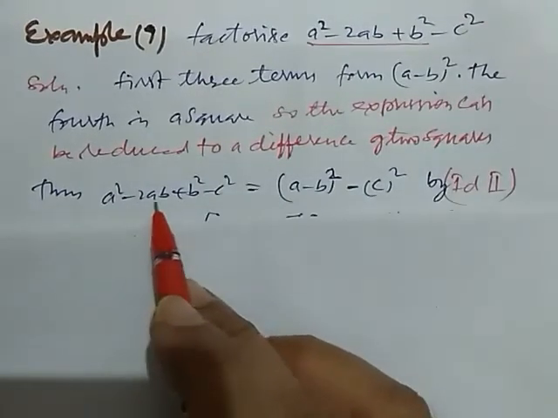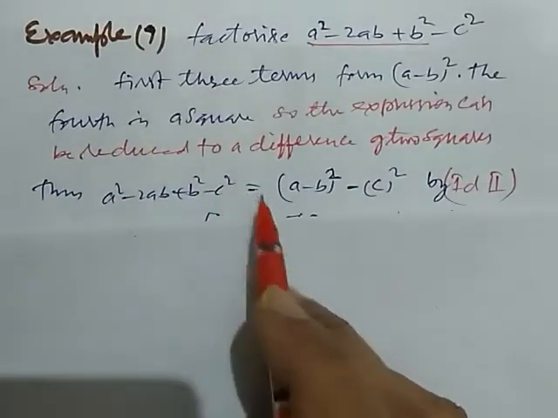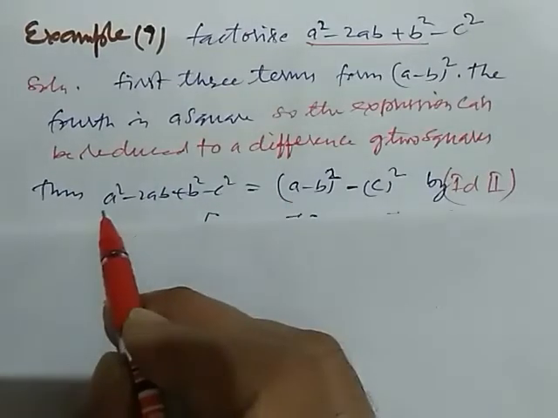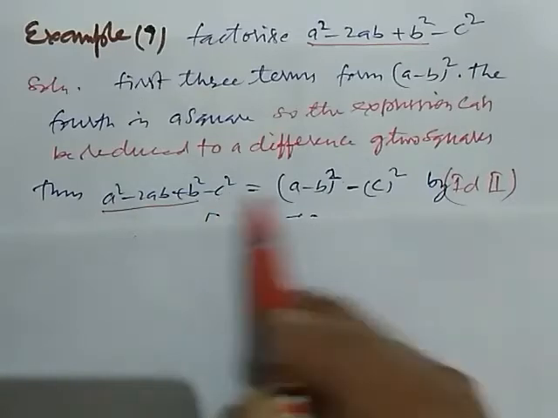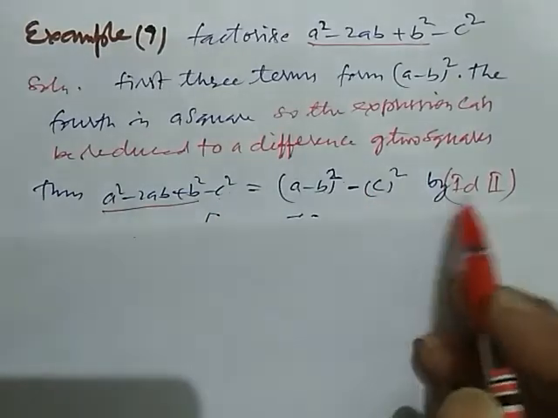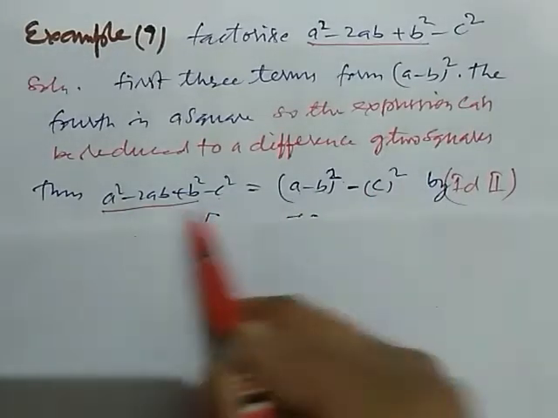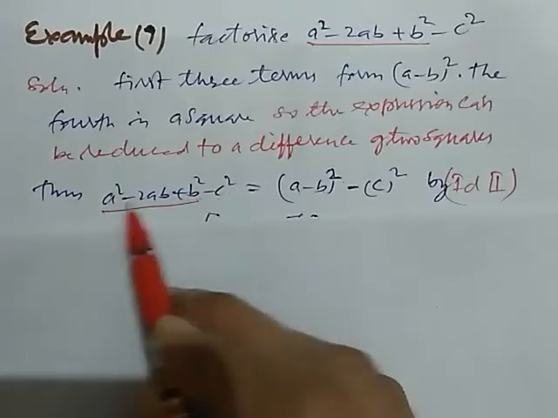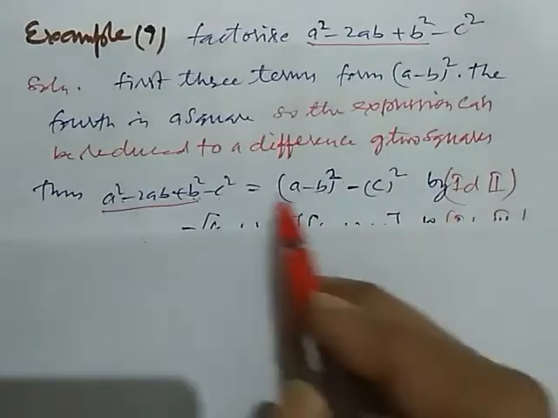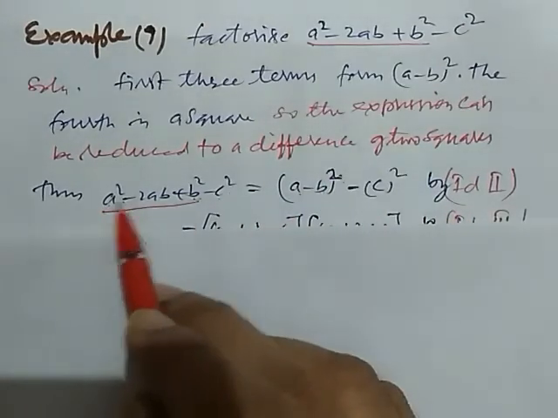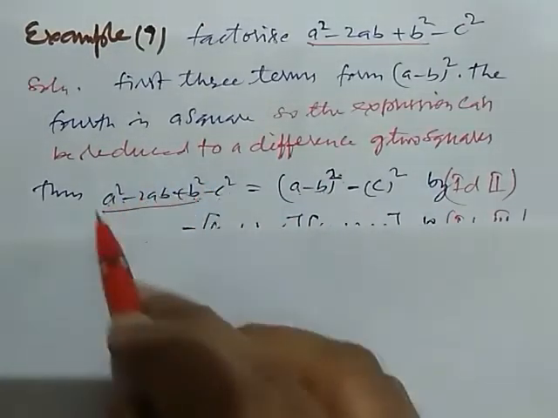a square minus 2ab plus b square minus c square. These three terms can be written as a minus b whole square and this c as c whole square, by using identity second. What is identity second? Identity second is a minus b whole square equals a square minus 2ab plus b square. This is our identity second.